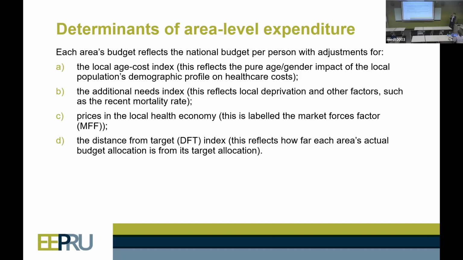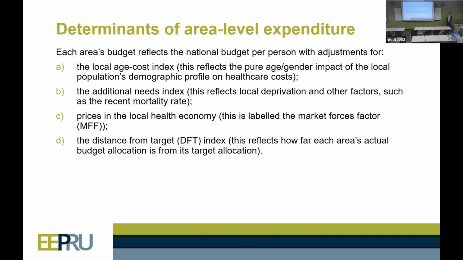Basically, parts A to C will determine how much we think an area needs to meet the healthcare needs. And that will give us a target allocation for each area. In a sense, that's how much money do we think the area should have given the healthcare needs we think it has. However, we periodically revise that target. We use new methodologies, better methodologies, hopefully, as we go through time.